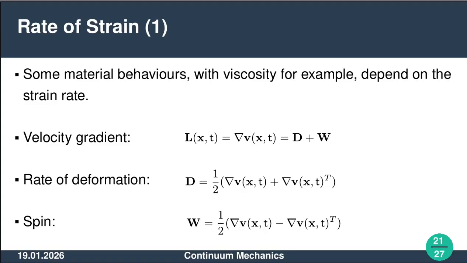The velocity gradient L of x, t equals the gradient of velocity. It is D plus W. So the rate of deformation D is equal to 1/2 open bracket gradient of velocity plus transpose of gradient of velocity, close bracket. And the spin is W equal to 1/2 open bracket gradient of velocity minus transpose of gradient of velocity, close bracket.